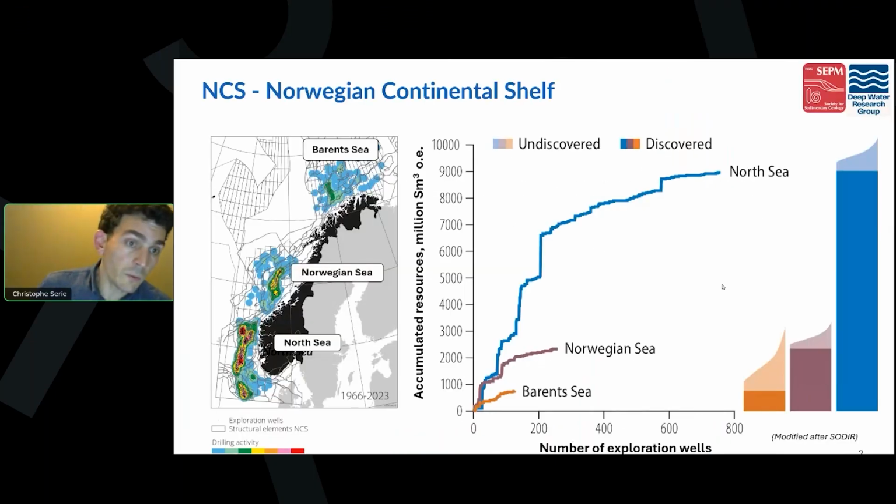So for those who are not too familiar with the Norwegian continental shelf, we have three different areas. To the north, we have the Barents Sea, in the center, the Norwegian Sea, and in the south, we have the North Sea. As you see in the creaming curve, there is a lot of exploration in the North Sea with a lot of oil that has been discovered, followed by the Norwegian Sea and the Barents Sea. And at the moment, there is an effort to try to find more resources, especially in areas that are less explored, like the Barents Sea and the Norwegian Sea, and potentially in stratigraphic traps.